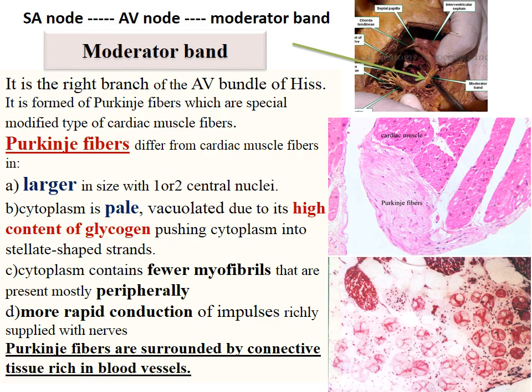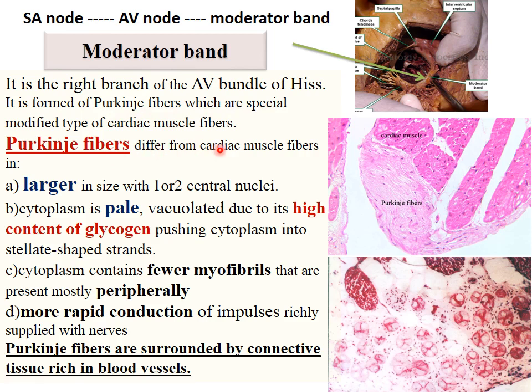Moderator band. The conducting system of the heart begins from SA node, then AV node, then moderator band. What is the moderator band? Moderator band is the right branch of AV bundle of His. It is formed of Purkinje fibers, which are a special modified type of cardiac muscle cells.